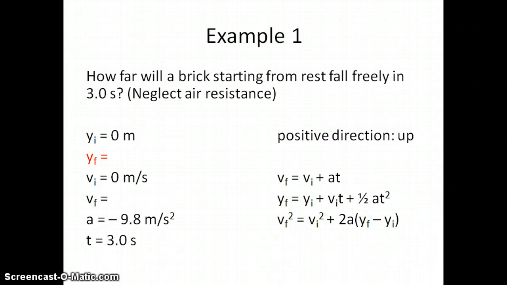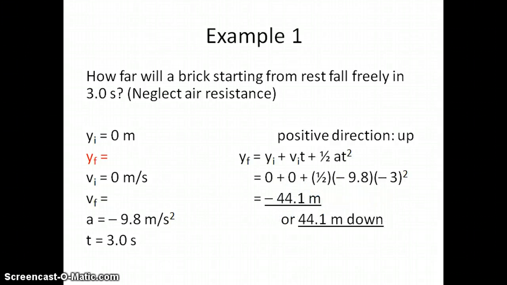So looking at these tools, what equation do we need to find Y final? And it happens to be this one right here, what we call the big equation. So just simply plugging in 0 plus 0 plus 1/2 A T squared, right? So we get a negative number.